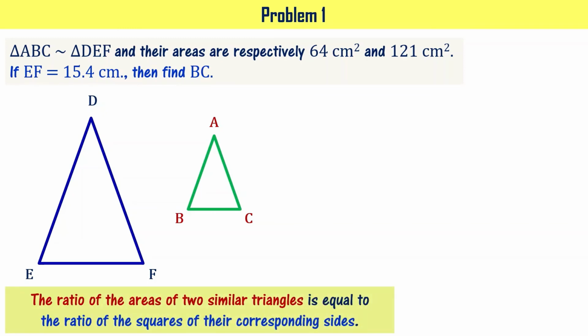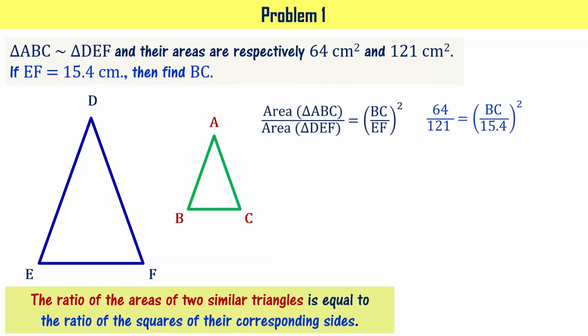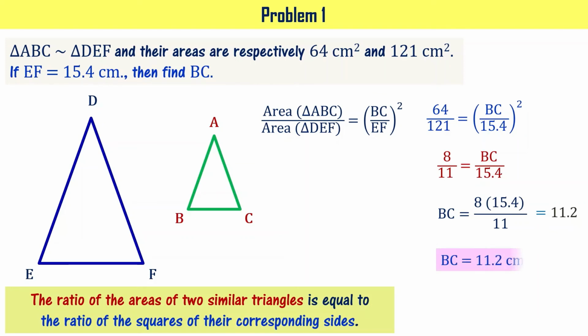The theorem states that the ratio of the areas of two similar triangles is equal to the ratio of the squares of their corresponding sides. Now we can say that area of triangle ABC divided by area of triangle DEF equal to BC by EF whole square, right? If I substitute values given, then it becomes 64 by 121 equal to BC by 15.4 whole square, right? This can be now written as 8 by 11 equal to BC by 15.4. When you simplify it further, you get BC equal to 11.2. So to answer the question, BC equal to 11.2 centimeters is the answer.